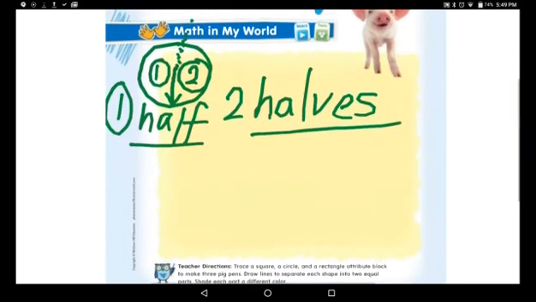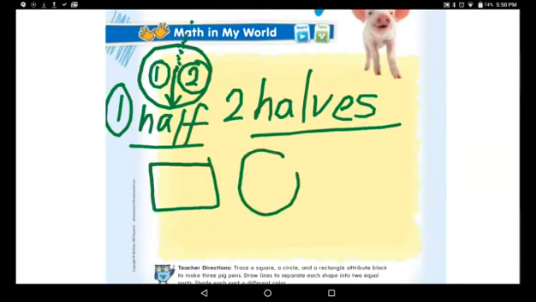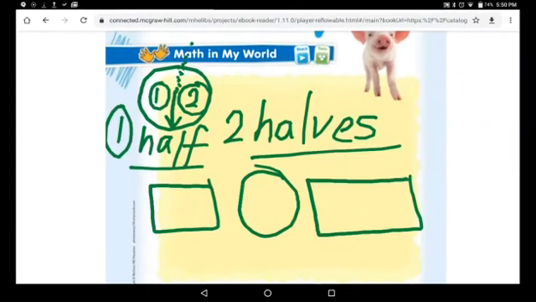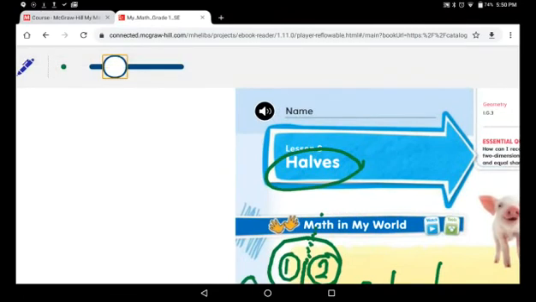I want you now to start drawing a square and a circle and a rectangle. Okay, and then I want you to draw a line in the middle of each shape. Let's draw a line. I will use another color to draw a line. You can do the same as me.